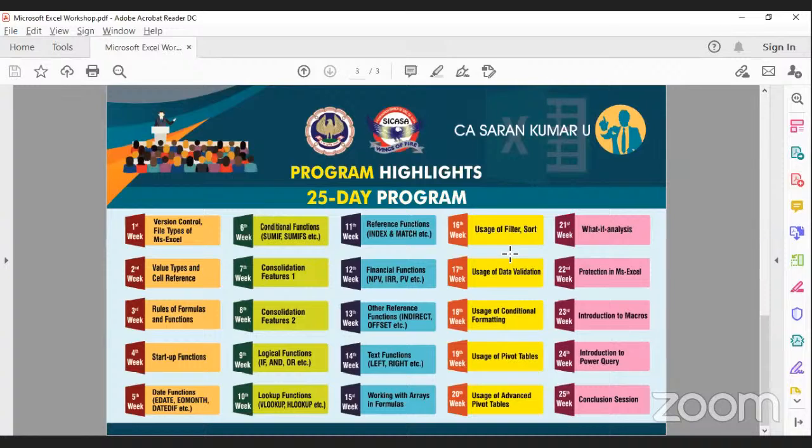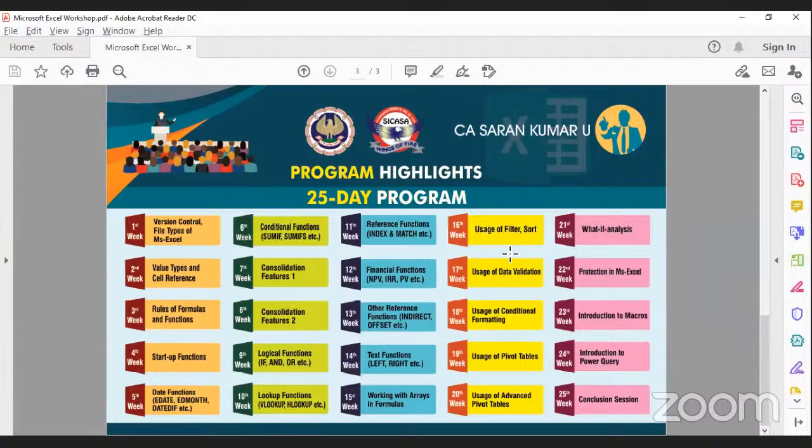There is one more category called reference functions. Out of the reference functions, we have covered almost 3 weeks: VLOOKUP function, HLOOKUP function, index function, match function, rows function. There are so many important functions. In fact, the indirect function is also part of the reference functions. And in the 9th week we covered the logical functions: if function, and function, or function, if error function, and many other functions that are part of logical functions.